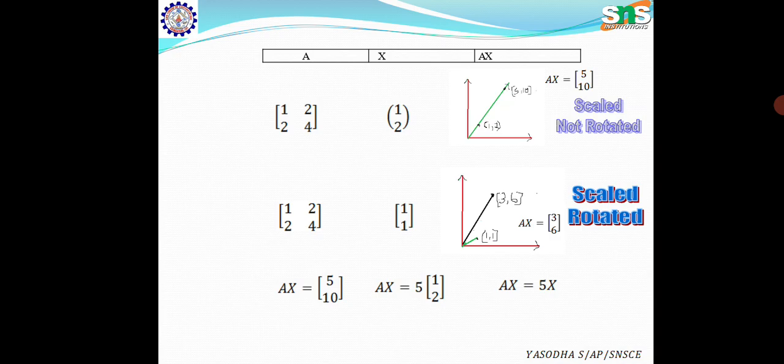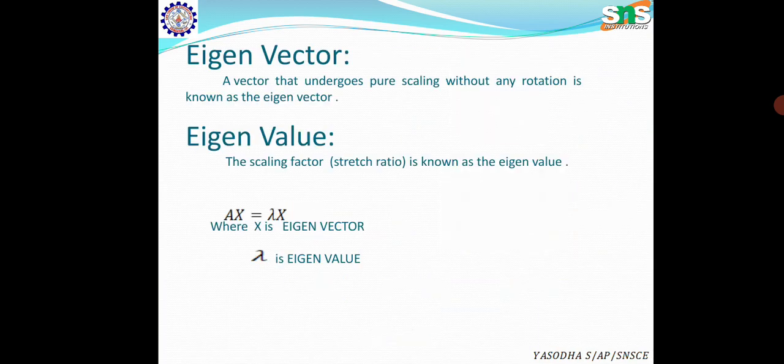We know 5 is a scalar. Let me generalize it. Putting lambda instead of 5, we get AX equal to lambda X, and this equation is called the eigenvalue equation. So what is an eigenvector? A vector that undergoes pure scaling without any rotation is known as the eigenvector, and the scaling factor is known as the eigenvalue. Then AX equals lambda X, where X is the eigenvector and lambda is the eigenvalue.